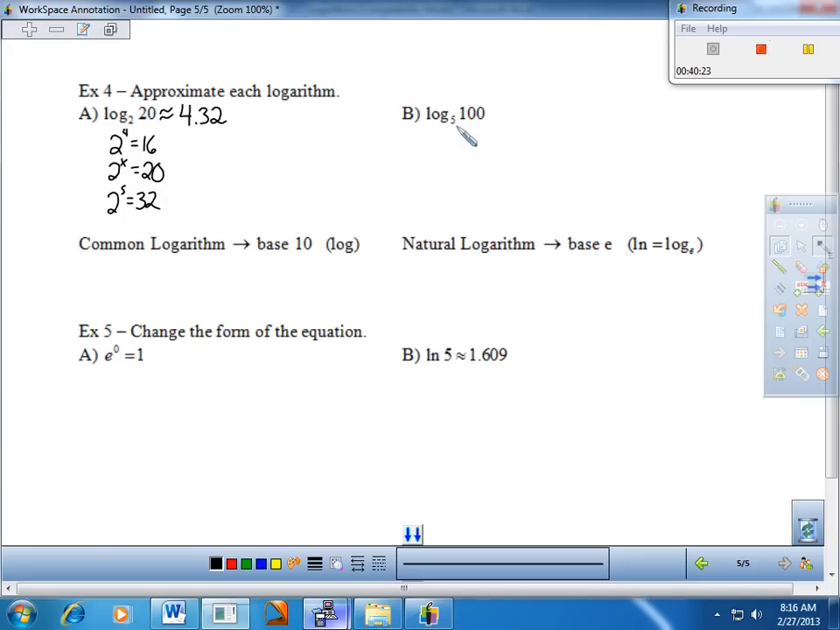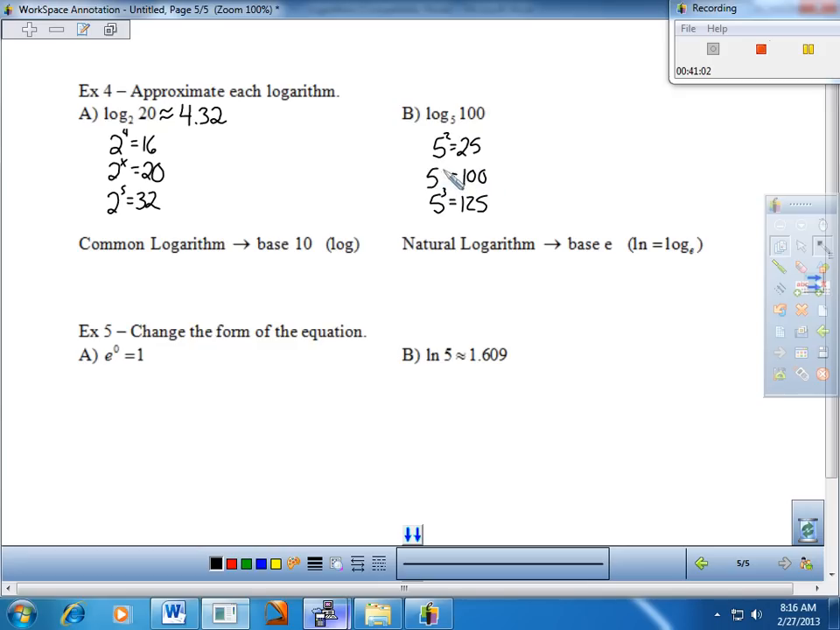Log base 5 of 100. All right, well, 5 to the what is 100? So let's go through powers of 5. 5 to the first is 5. 5 to the second is 25. Okay, that's interesting. 5 to the third is 125. And 100 is obviously in between those two.